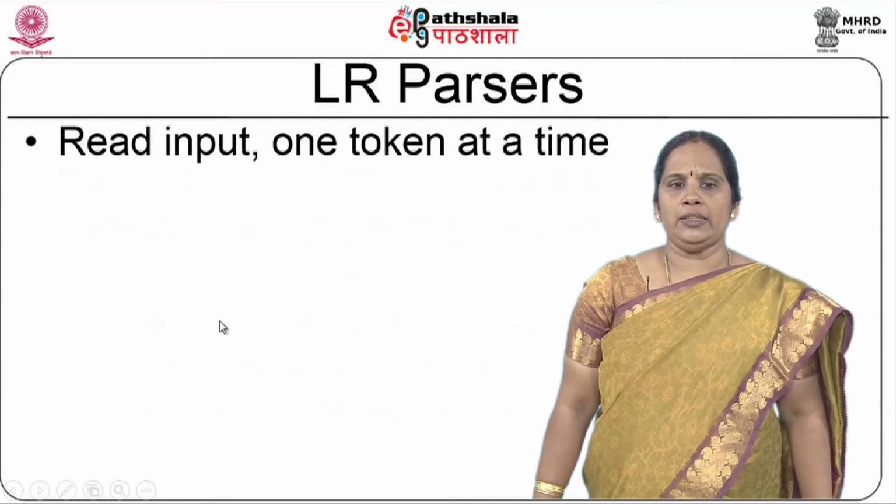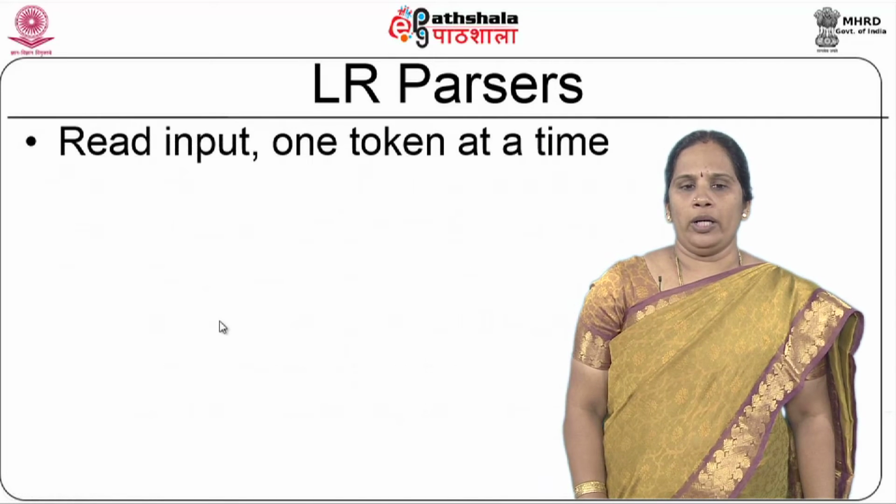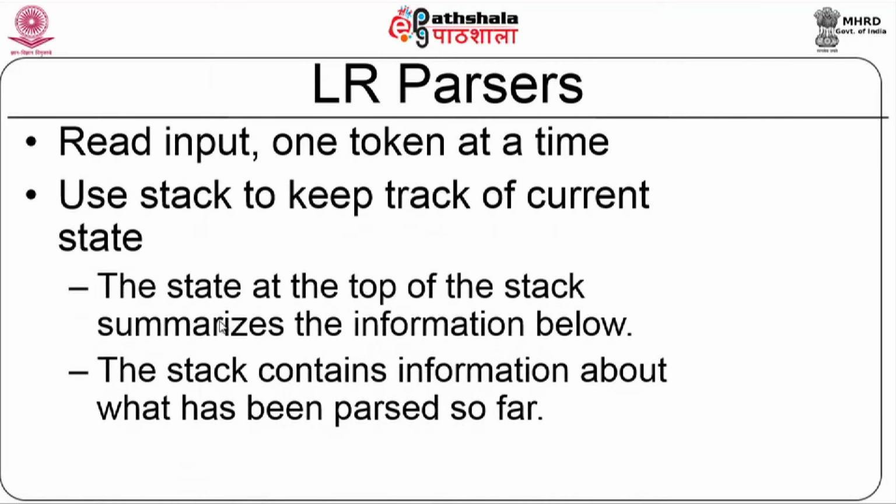So, what do LR parsers do? It reads an input one token at a time. It uses a stack to keep track of the current state. The state at the top of the stack summarizes the information below. The stack contains information about what has been parsed so far. So, that stack will basically have state and input combinations. It can have state numbers, it can also have terminals, and it can also have non-terminals. All these things will be in the stack. Depending upon the state at the top of the stack, you will be in a position to understand what string has been parsed so far.